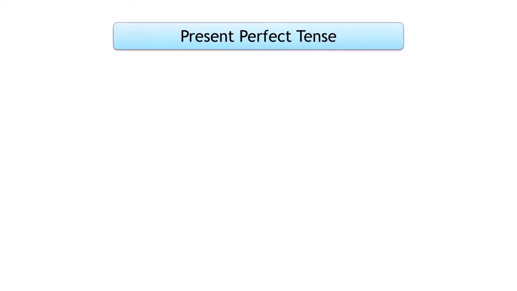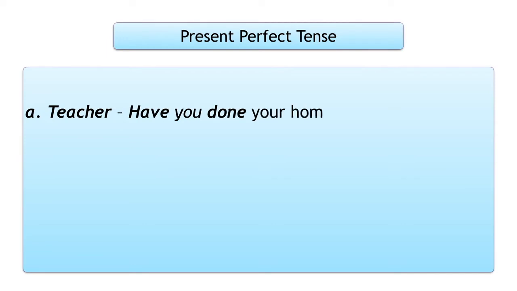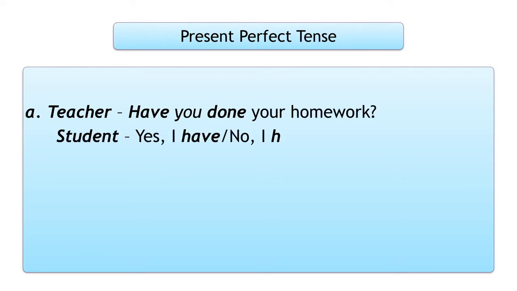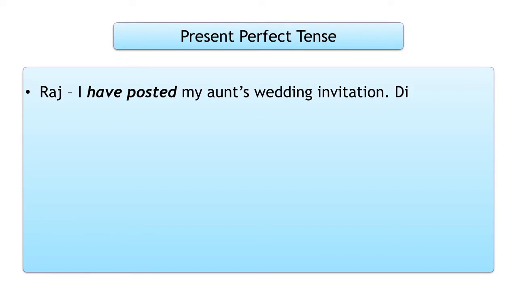Let us read these examples. This is a conversation between a teacher and a student. The teacher asks, "Have you done your homework?" The student replies, "Yes, I have," or "No, I haven't." Raj says, "I have posted my aunt's wedding invitation. Did it reach you?" And Adi replies, "No, it hasn't reached yet."